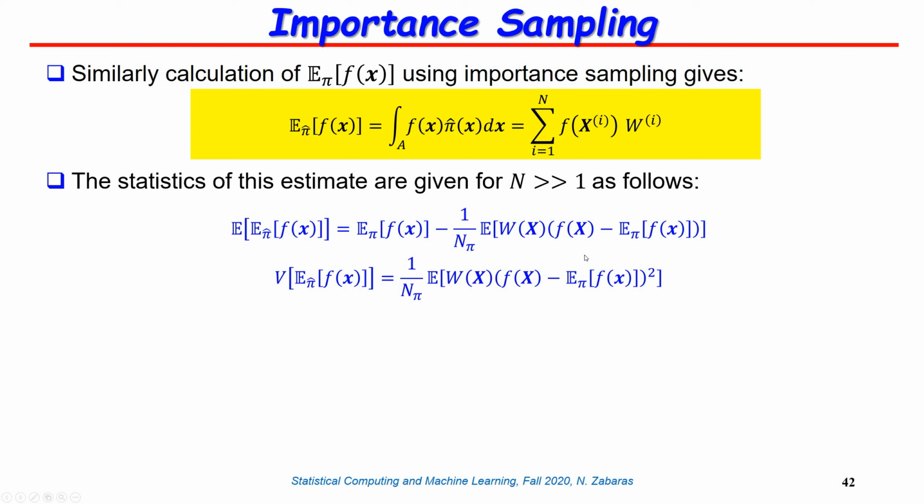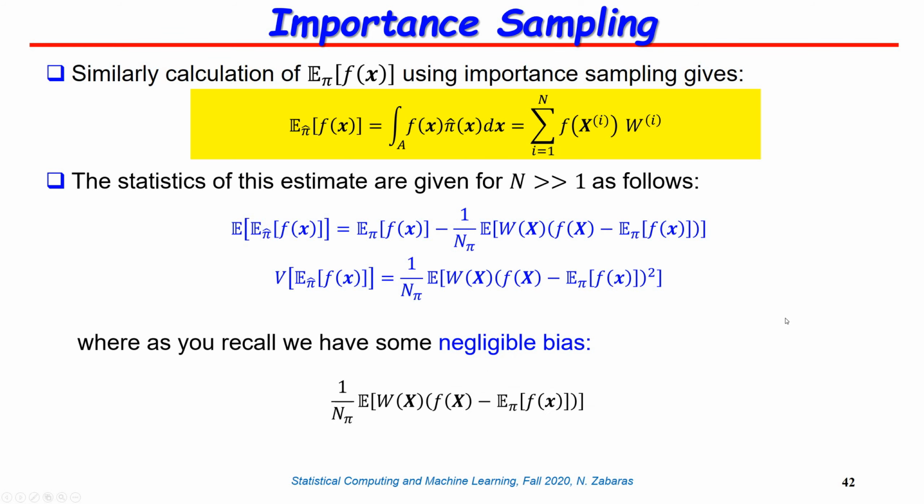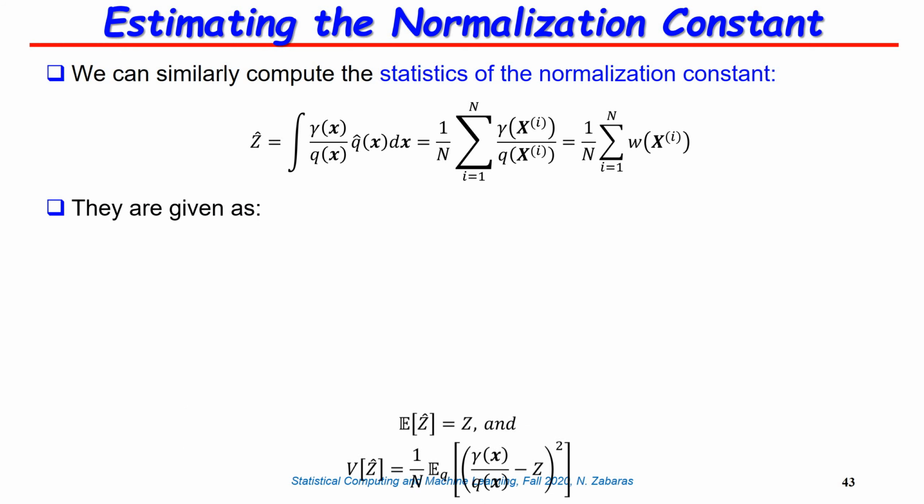It may be useful to actually remember these expressions. Notice here you have the expectation of the normalized weights, big W, times f minus the expectation of f, and here for the variance you have W times f minus the expectation of f, squared. Again, remember these are the normalized weights, capital W. And of course, you can put those two together and write a central limit theorem for importance sampling as well.